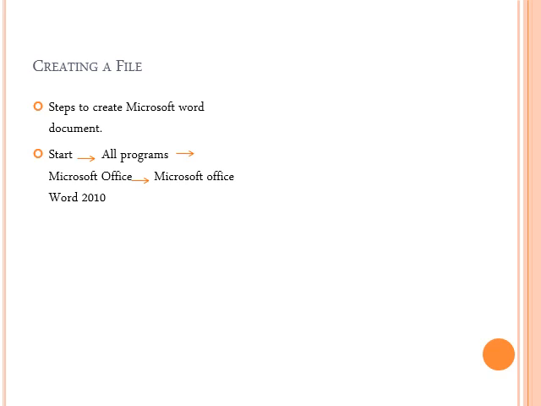Now one example I have given you of how we will create a Microsoft Word document. The process of creating a PowerPoint, a Paint file, a Notepad or Excel file, all these are the same. First we will go to Start, then All Programs, then Microsoft Office will come. From this Microsoft Office you have to select Microsoft Office Word 2010.